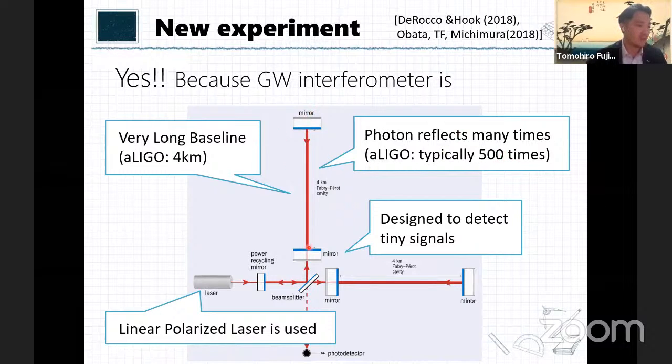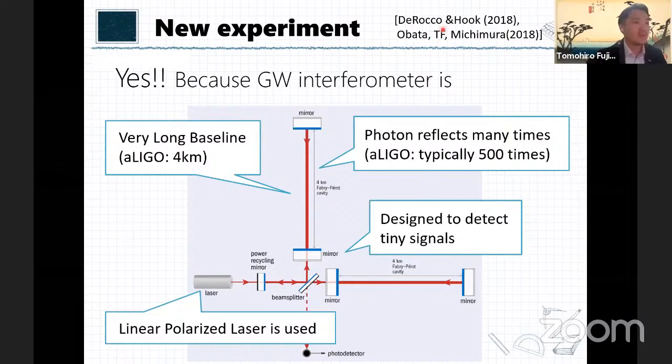So the photon travels a very long distance. And of course, it's a gravitational wave detector, designed to detect tiny, tiny signals, so it can achieve very good sensitivity. This fact was first pointed out by Dilek and Hook. Actually, this guy was the first speaker in this workshop, William.